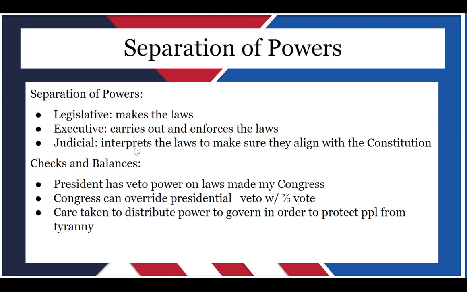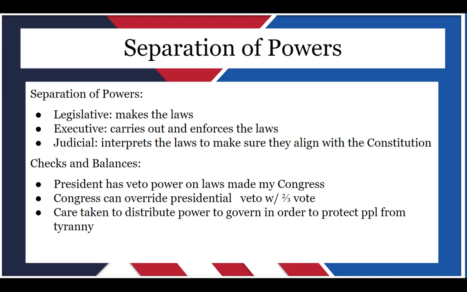And the judicial branch is in charge of interpreting the laws and making sure they align with the Constitution and declaring whether or not a law is constitutional or unconstitutional. So the legislative branch at the national level is composed of the House of Representatives and the Senate. The executive branch is, of course, the president and all of his cabinet secretaries.